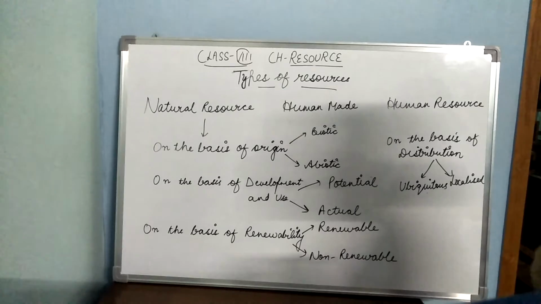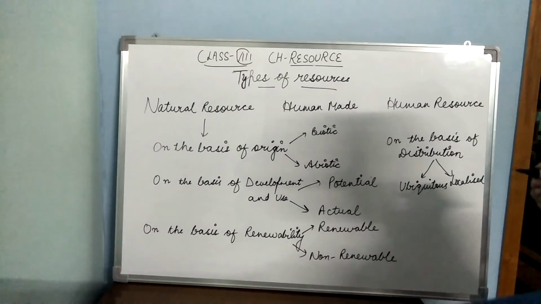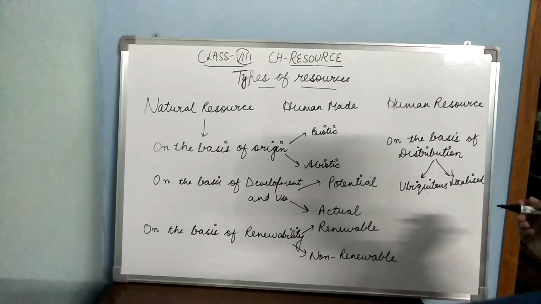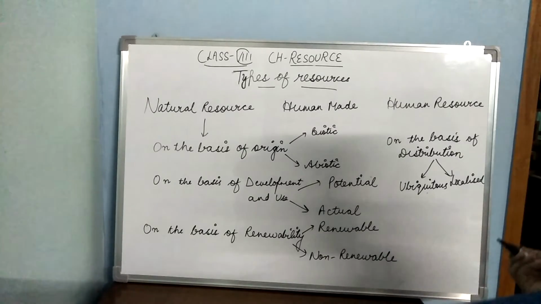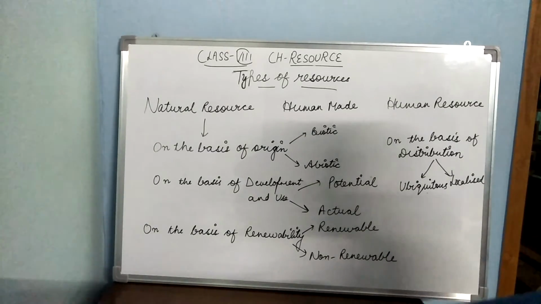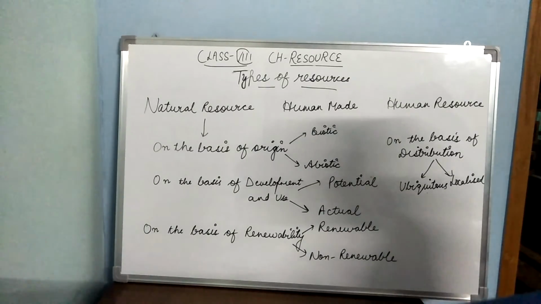These are also called the precious resources. Why? Because the availability of these resources is limited and the distribution is localized. It is called the precious resources.